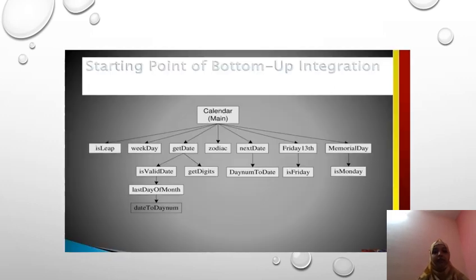So this is the flowchart, which shows the starting point of the bottom-up integration. It again consists of leap year, weekday, get day, zodiac, next date, Friday the 13th and Memorial Day.